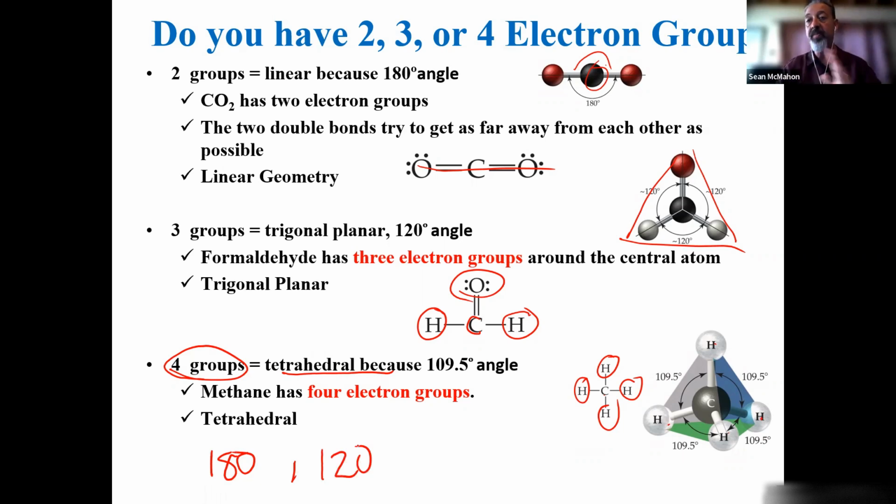If there's 4 groups, this is the hard one. It's the 109.5. So I always tell students, they usually don't have problems with this. Just remember 109.5, okay?